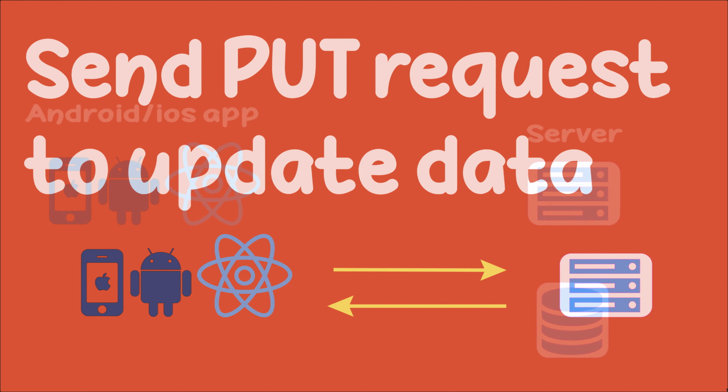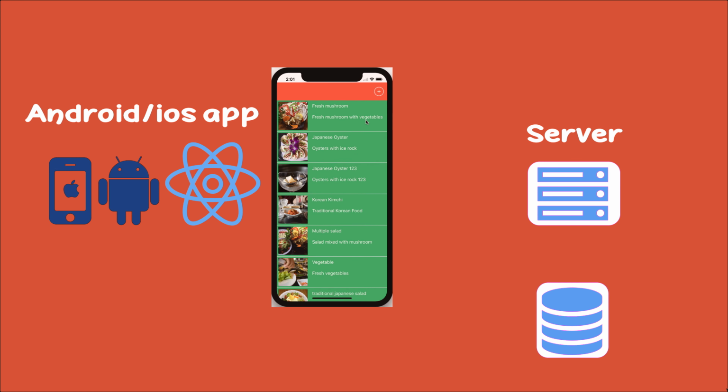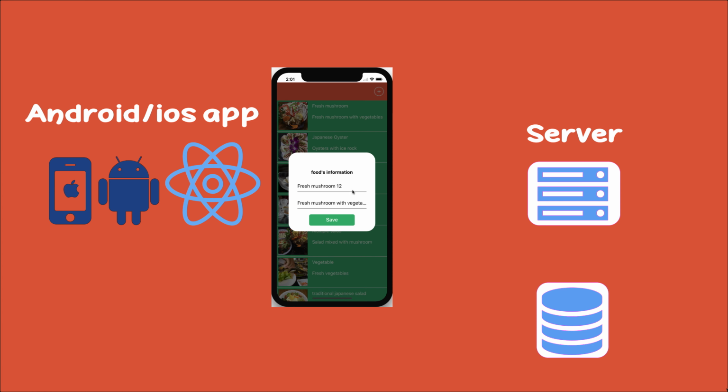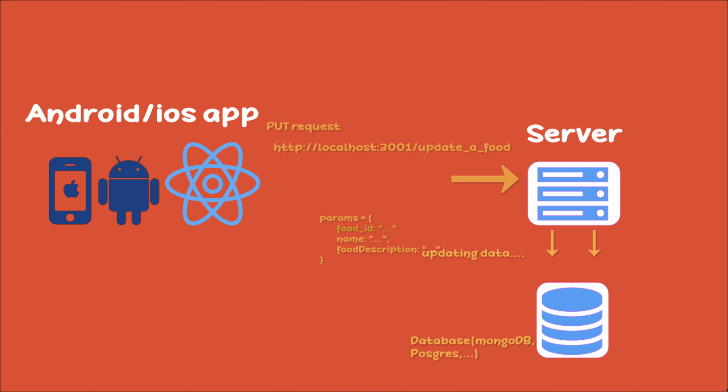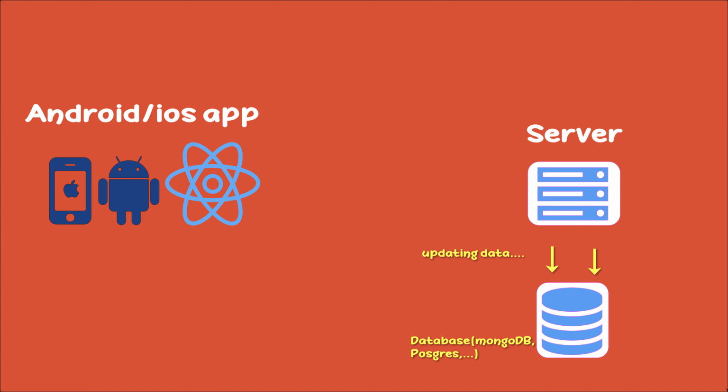In this lesson, for example, we have a form, and when you press edit in a Flatlist item, you type your new information, and then the information or parameters will be sent to the server with the food ID, and the changed name and changed food description are sent to the server. After the server receives it, it will update the data in the database, MongoDB, Postgre, etc.